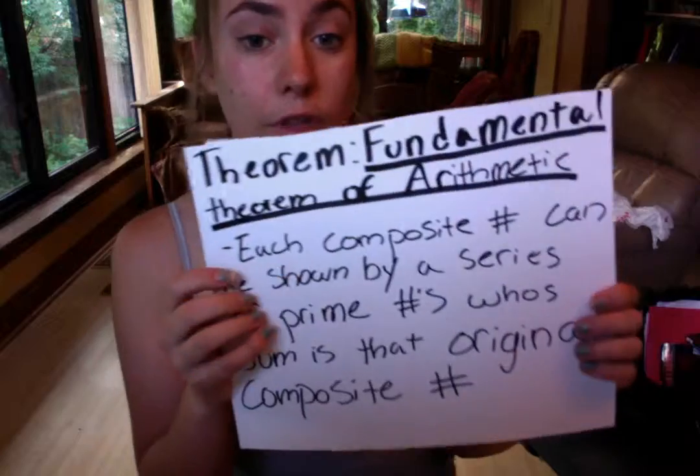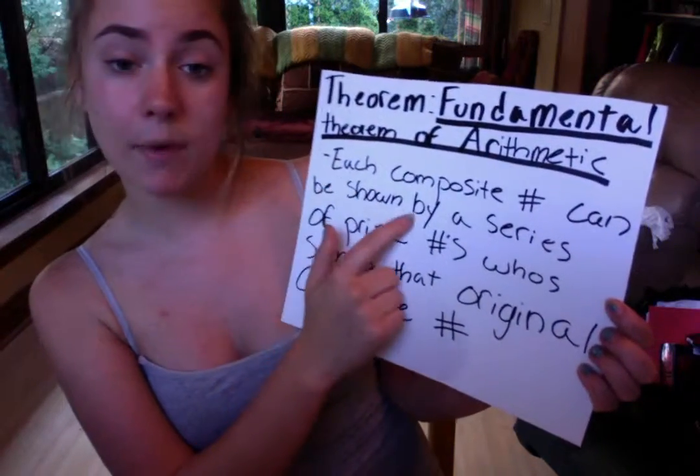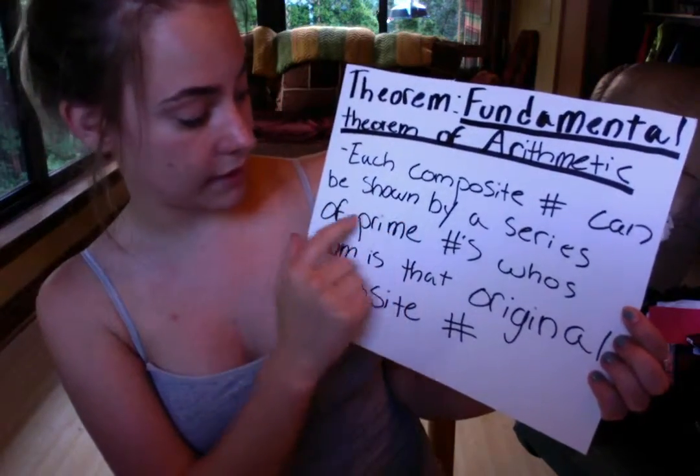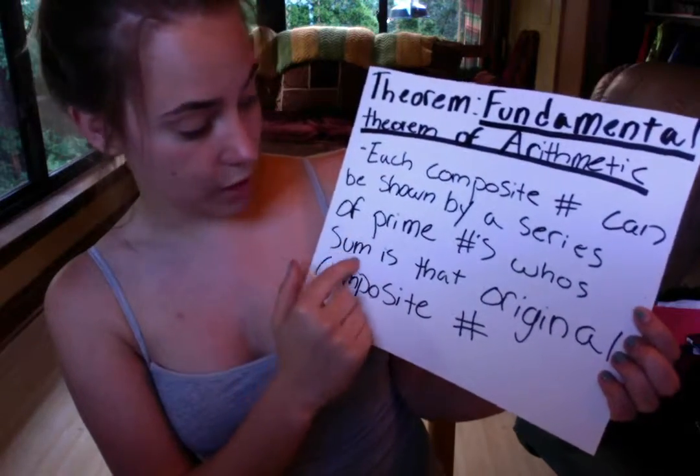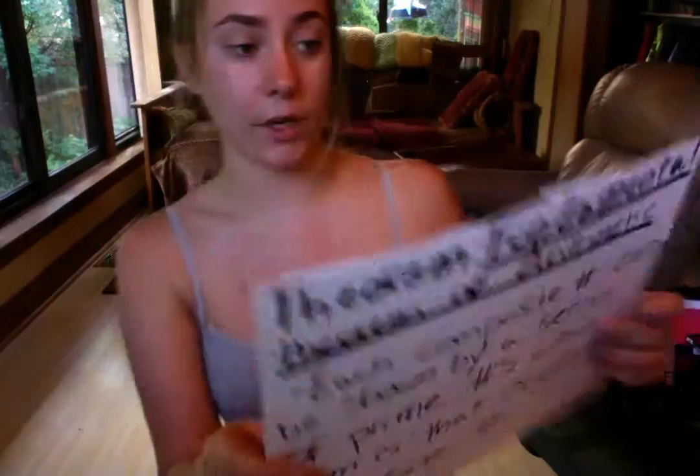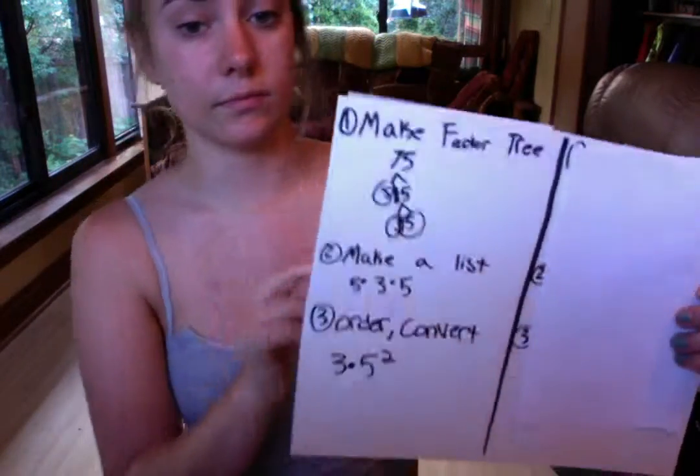Now I'm going to teach you the fundamental theorem of arithmetic. This says that each composite number can be shown by a series of prime numbers whose product is that of the original composite number. Here I have 2 examples of how this is done.